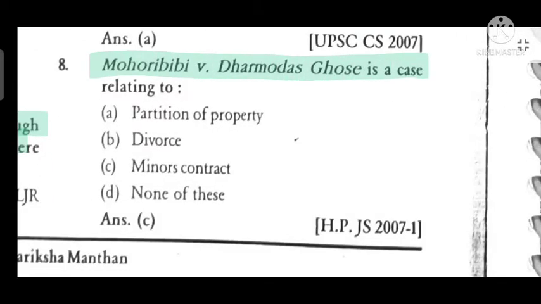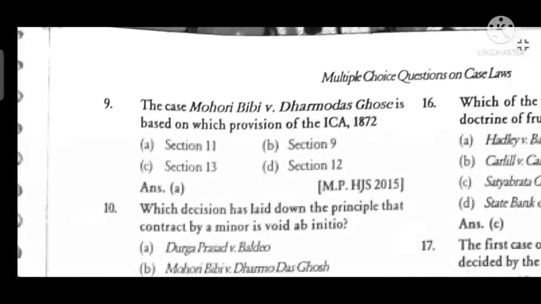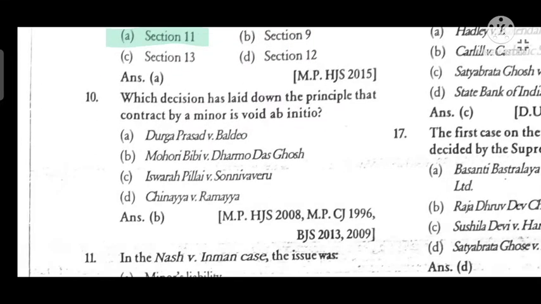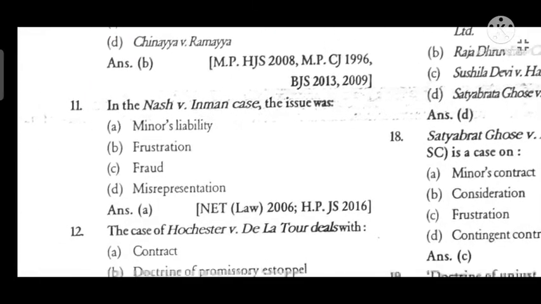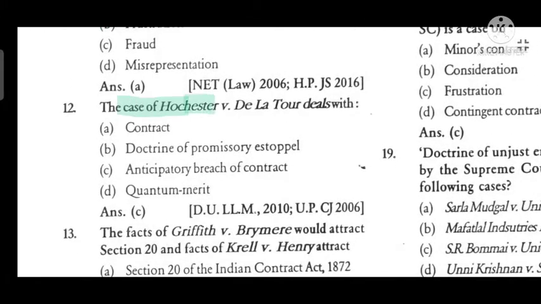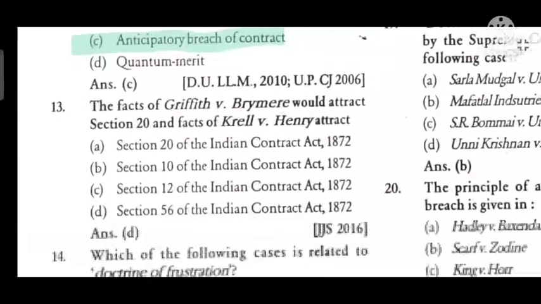Mohori Bibee versus Dharmodas Ghose is a case relating to minor's contract. Mohori Bibee versus Dharmodas Ghose is based on which provision of the Indian Contract Act 1872? Section 11. Which decision has laid down the principle that contract by minor is void ab initio? Mohori Bibee versus Dharmodas Ghose. In the case of Nash versus Inman, the issue was minor's liability. The case of Hochster versus De La Tour deals with anticipatory breach of contract.